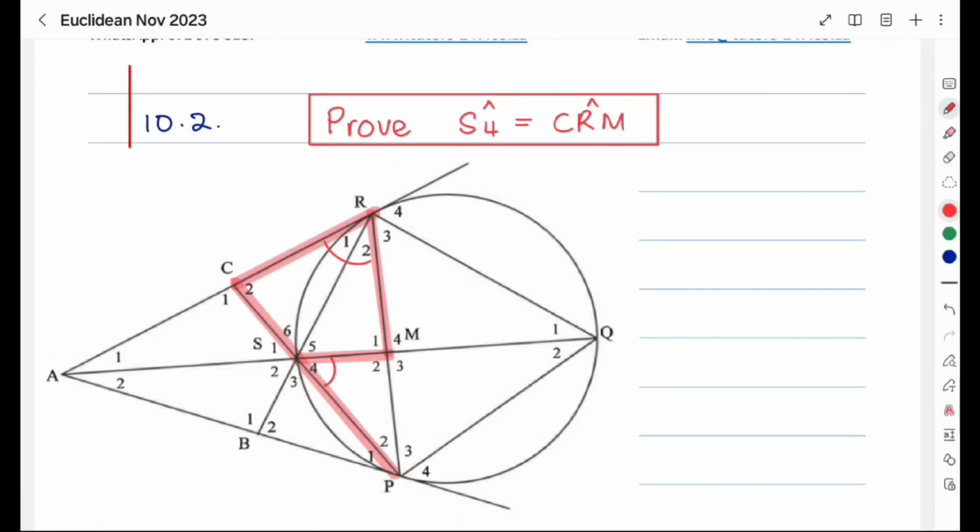So in order to prove that S4 is equal to CRM, we are going to identify what S4 is equal to on its own and what CRM is equal to on its own. I'm going to start with CRM because it's a new angle. We've not really worked with it before. We already know what S4 is equal to. S4 is equal to R3 and it is equal to S3 and it is equal to Q1 and Q2. So let us start with R1 and 2, or you can call it CRM, and then we can do S4 later.